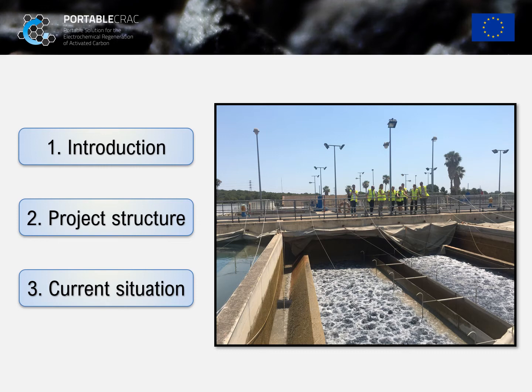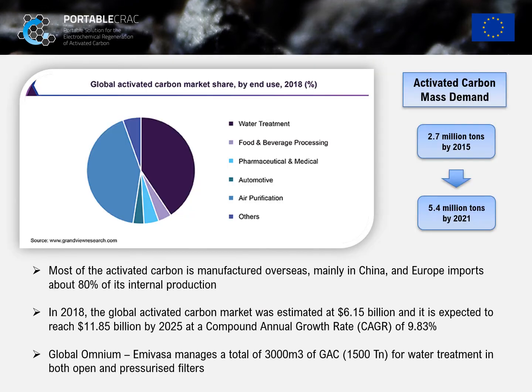The image shows a GAC open filter having a backwash in our facilities. The pie chart shows the industries where the activated carbon is normally used. The water treatment and the air purification industries are the top ones. The demand of activated carbon has increased from 2.7 million tons in 2015 to 5.4 million tons in 2021.